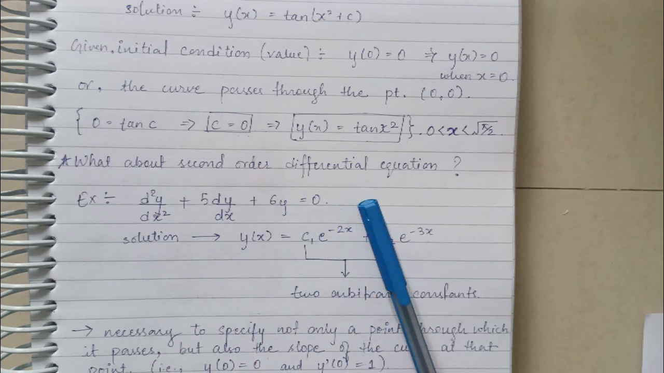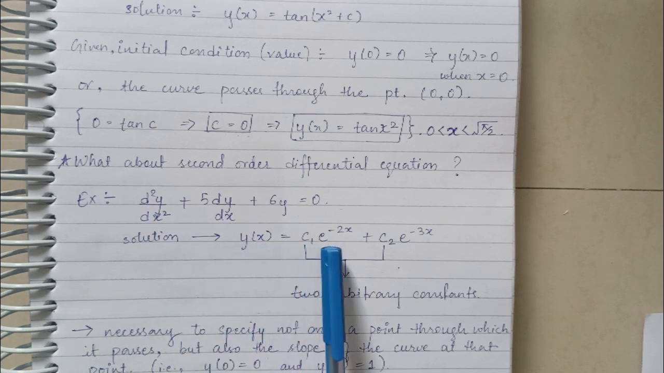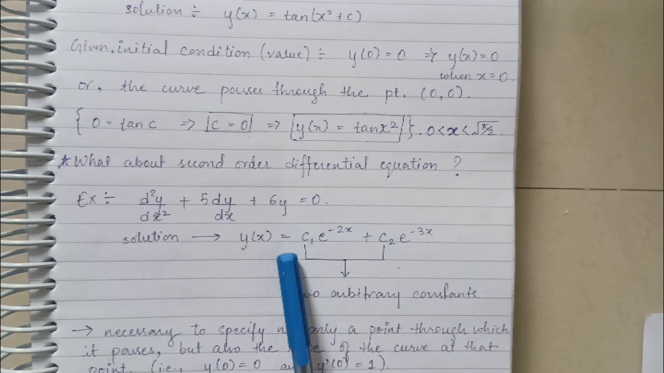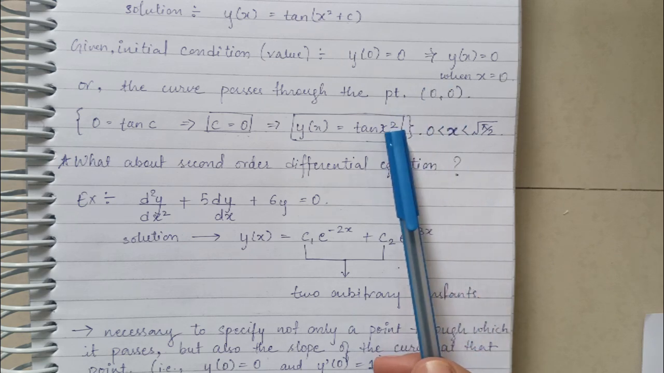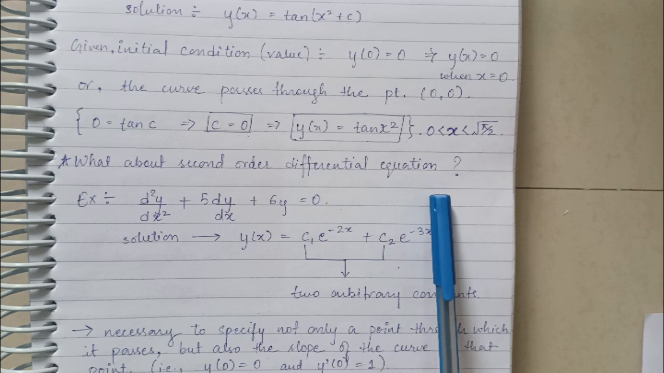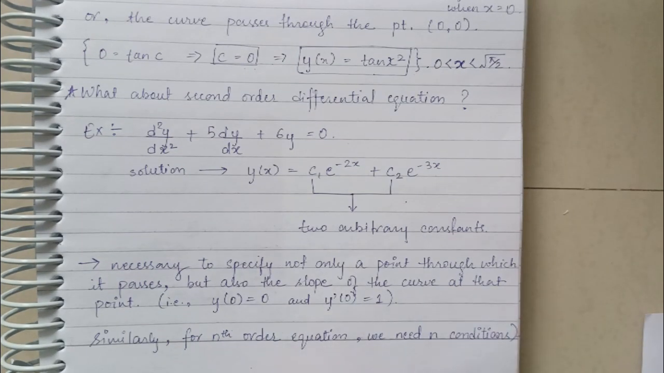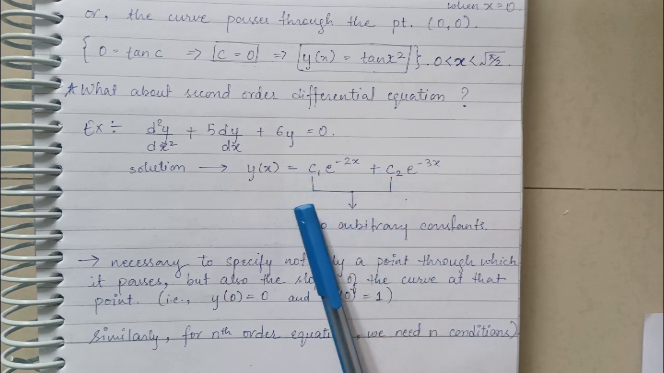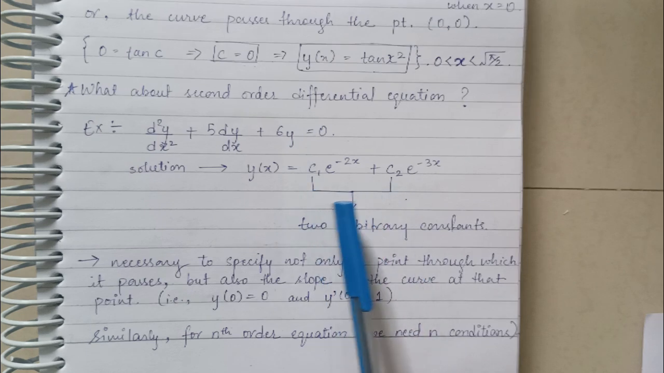This is our second order differential equation, and when we solve this, we get a solution y(x) equals c1 e^(-2x) plus c2 e^(-3x). Now you can see that in the solution we have two arbitrary constants. In the above one we had only one arbitrary constant, but because this is a second order differential equation, we get two arbitrary constants. Here we want to find the values of c1 and c2 both, so that we can eliminate these constants.